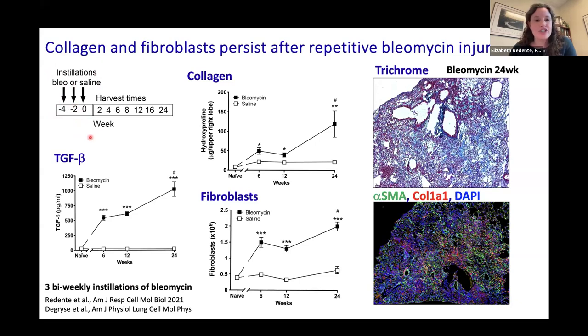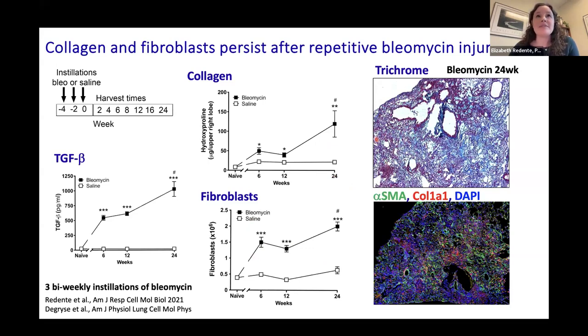Here I'm just showing some time course data so we can look at the development of fibrosis over time. We've taken these animals out 6 months after the last instillation. We can see that there's a significant increase in sustained amounts of TGF-beta present in the BAL. We can look at collagen levels, measured again by hydroxyproline. Again, this is sustained and significantly increased out to 6 months. And our fibroblast numbers have also expanded and remained increased over time.